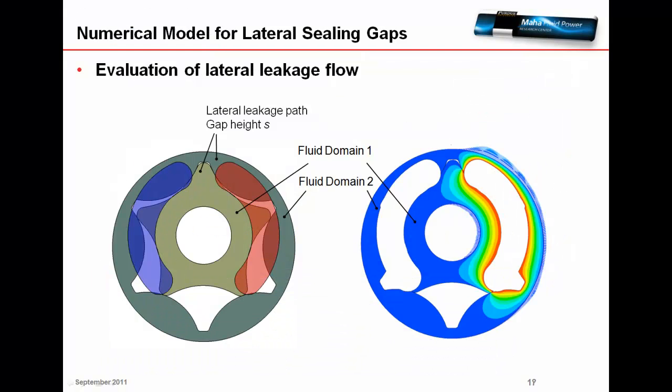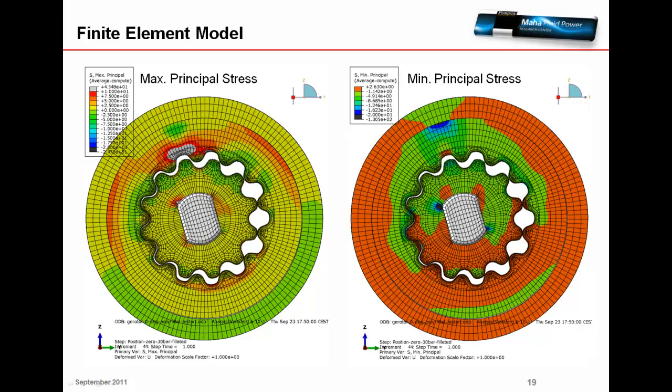As mentioned before, we have already extended the model with the CFD model. It allows detailed analysis of the leakage flow in the lateral sealing gaps. It is a constant gap model and the mesh is generated for several angular positions. The figure shows the pressure field in the lubricating gap. Here we see the stress distribution obtained with the finite element model.